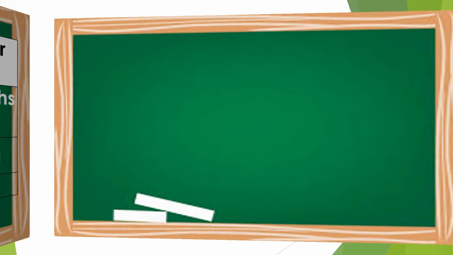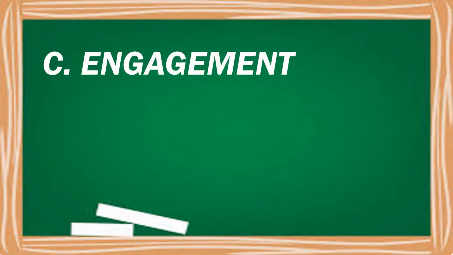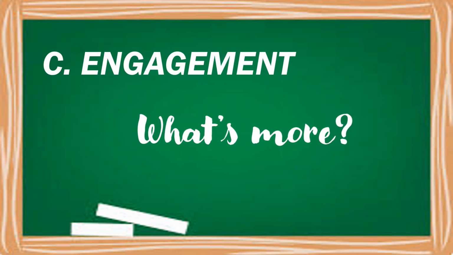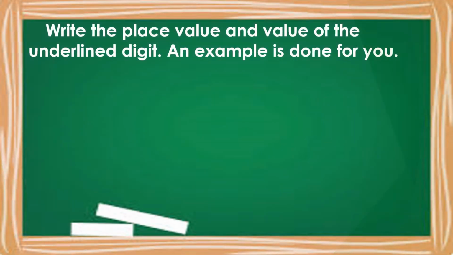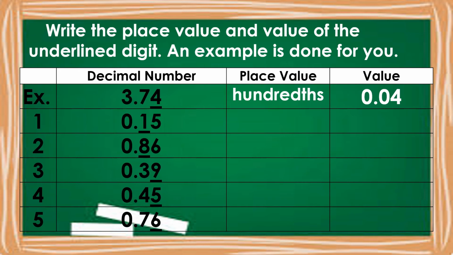More exercises are waiting. So come on, let us answer. Write the place value and value of the underlined digit. An example is done for you. Example, 3 and 74 hundredths. The underlined number is 4 hundredths. The place value of 4 is hundredths and its value is 4 hundredths. Now, answer the 5 items in 3 minutes.